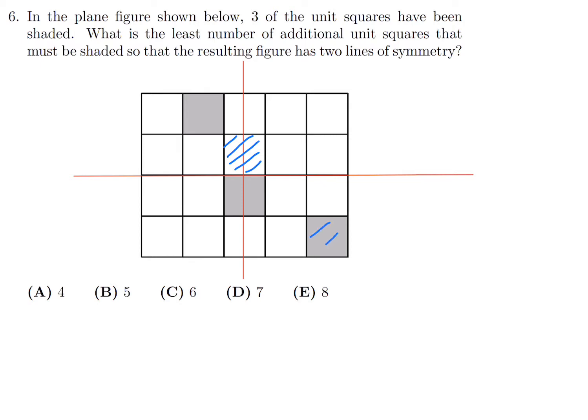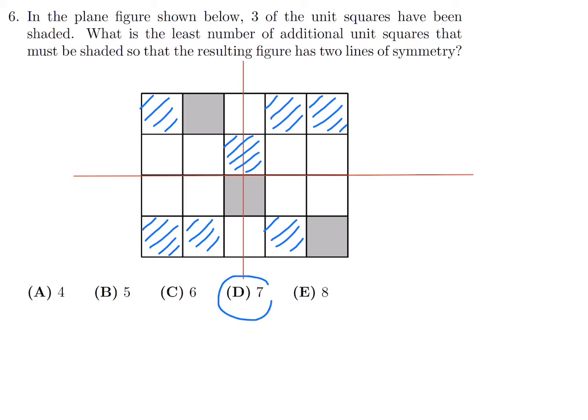The corner here is shaded, so in order for this line to reflect as a mirror, this has to be shaded as well. And then let's see here, this is shaded, so this has to be shaded if this is the mirror. Similarly, if this is the mirror, then this has to be shaded, and so does this. And then let's see here, if this is the mirror, then the corners have to be shaded on the other side. So a lot of shading. So how many did I shade? 1, 2, 3, 4, 5, 6, 7. And 7 is one of the answer choices, and that is the correct one. So number 6 is D.